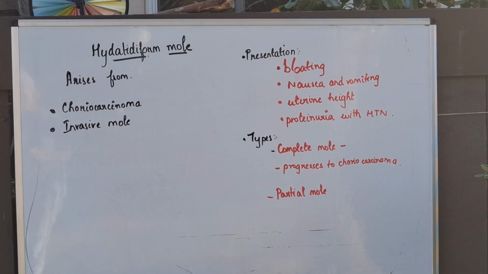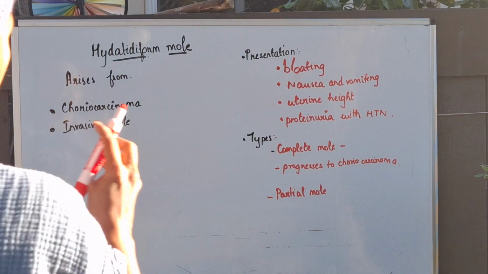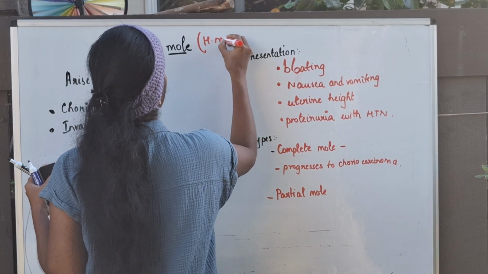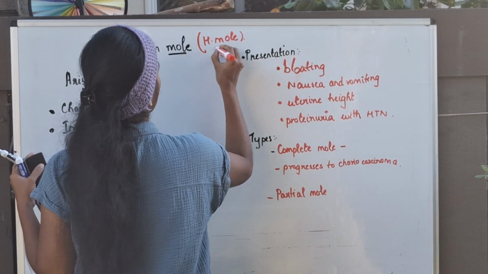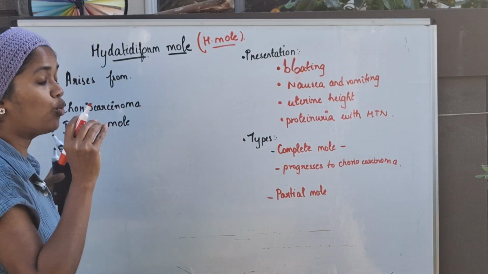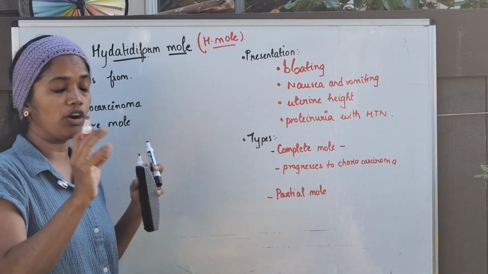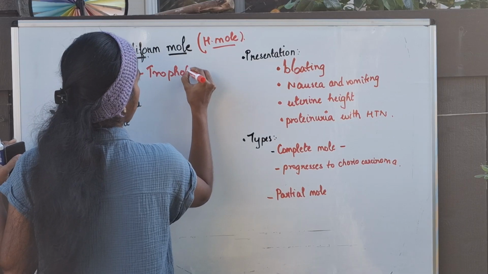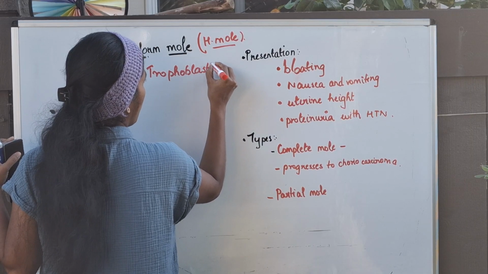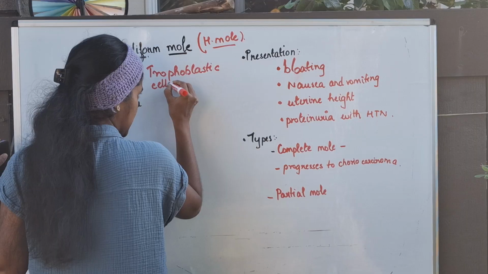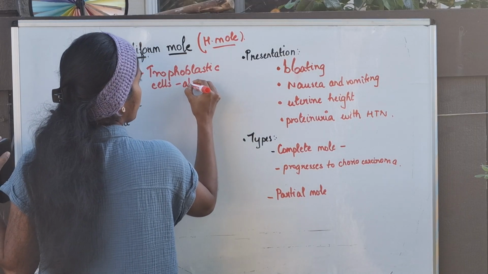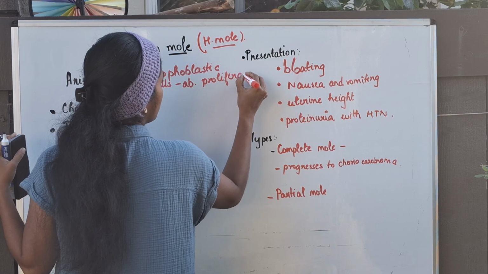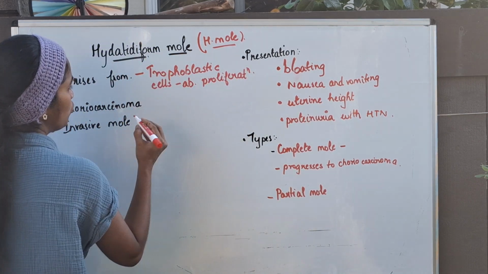Hello everyone, today we are going to see about Hydatidiform mole, commonly abbreviated as H.mole. So what does the H.mole arise from? The H.mole arises from trophoblastic cell proliferation. What are the trophoblastic cells? Abnormal proliferation of the trophoblastic cells forms the H.mole. So what is a trophoblastic cell?